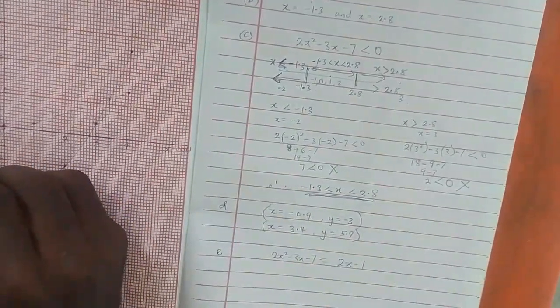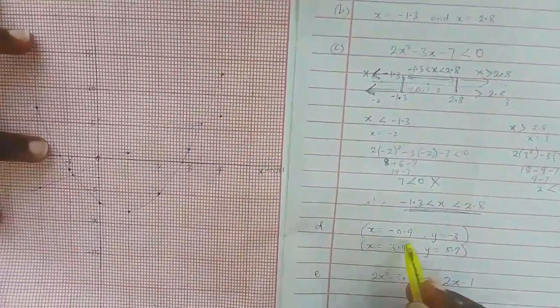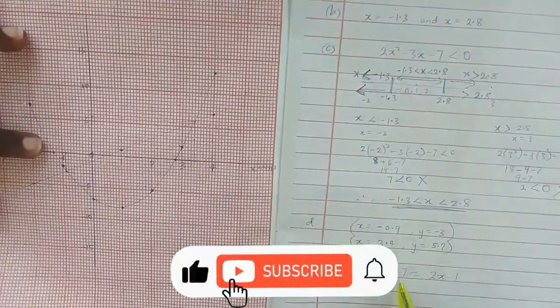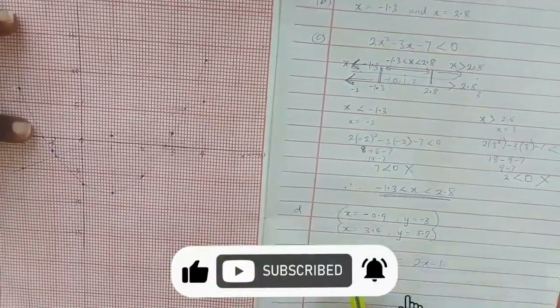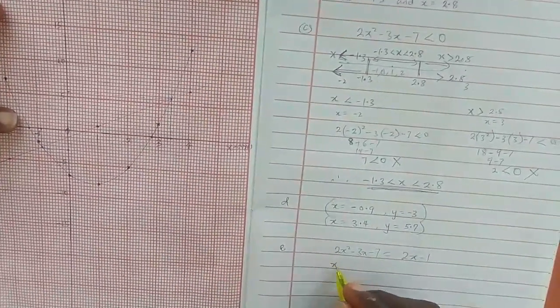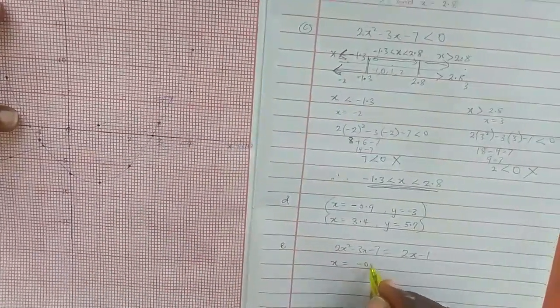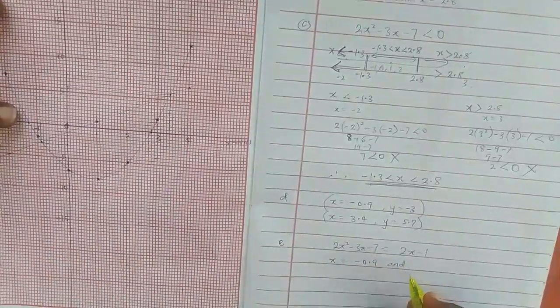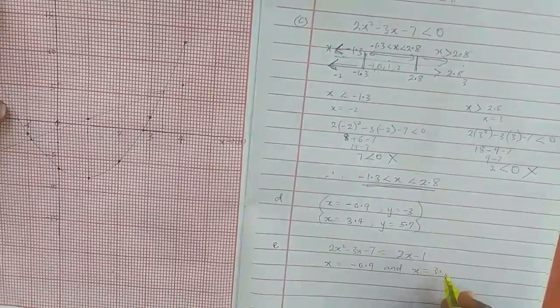So where the curve intersects the line, we have already done that. These are the x values, but we will not include the y values because it's only x that appears in these equations. So we just pick the x values. X is equal to minus 0.9 and x equals 3.4.